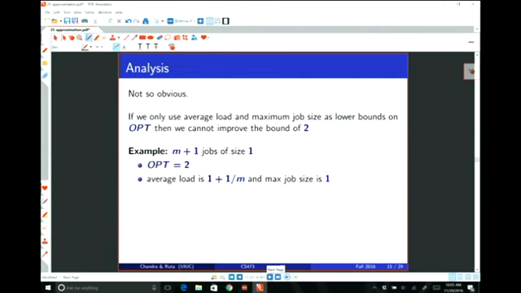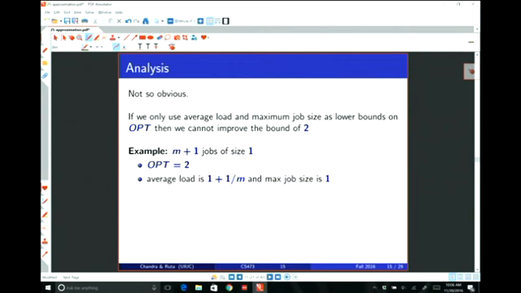To understand why it is not obvious, we have to ask ourselves how we analyzed the previous algorithm. We analyzed it by thinking of two lower bounds on the optimum value. What are those two lower bounds? The average load and the maximum job size. My claim is that if you use only those two lower bounds, you cannot prove a ratio better than 2.